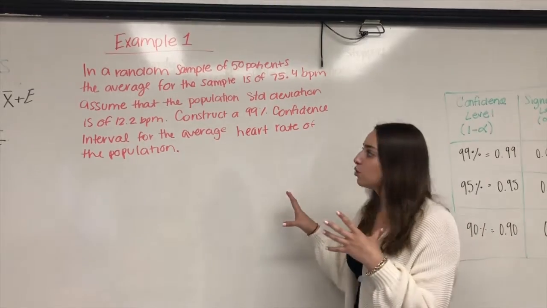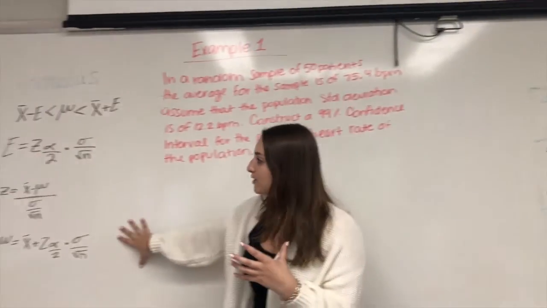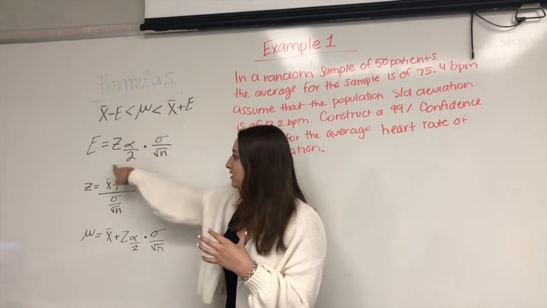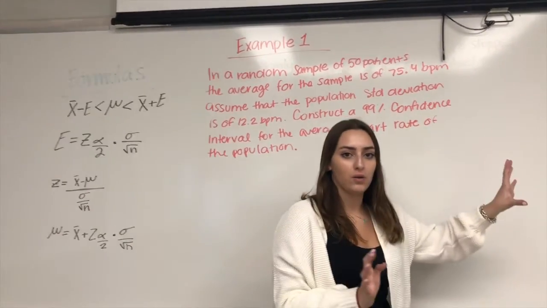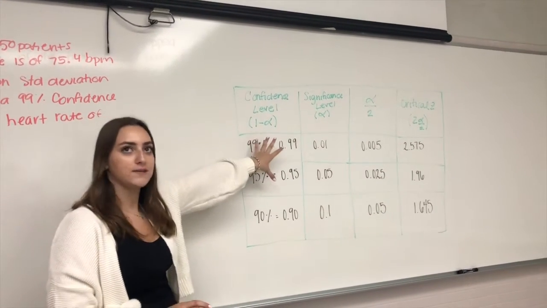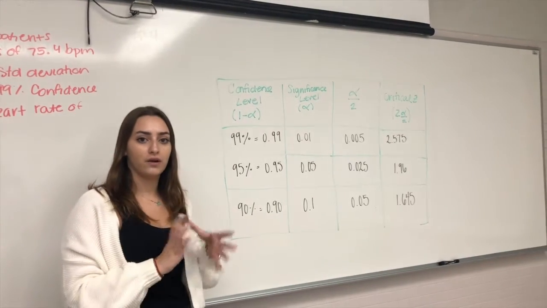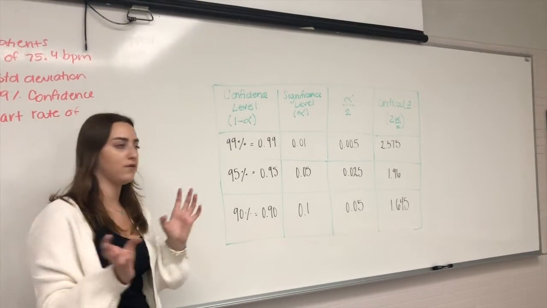So here what we have to do, we have to use the 99% confidence interval. Over here we have the formulas and we just have to find what this is. So I'm going to show you over here how you can find it. First, we have to have this chart without the information that is in black. These are the 3 percentages that are the most common when talking about a confidence interval or a confidence level.